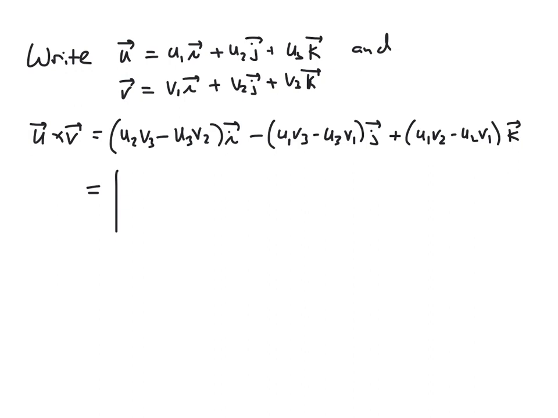So for the first one here, we could write the matrix u2, u3 as one row and v2, v3 as another row. And you can quite easily check that that will be u2v3 minus u3v2. We can subtract from that the determinant of the matrix u1, u3 over v1, v3.